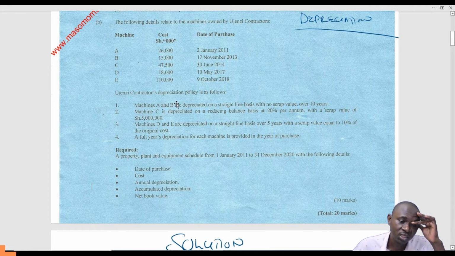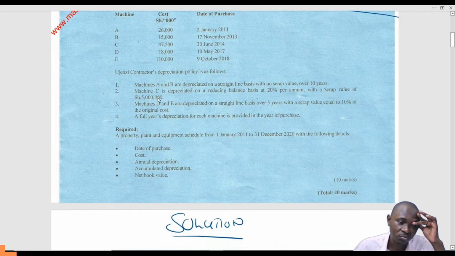The agency contractors' depreciation policy is as follows: machine A and B are depreciated on a straight line basis with no scrap value over 10 years. Machine C is depreciated on a reducing balance basis at 20% per annum with a scrap value of 5 million. Then machine D and E are depreciated on a straight line basis over 5 years with a scrap value of 10% of the original cost.